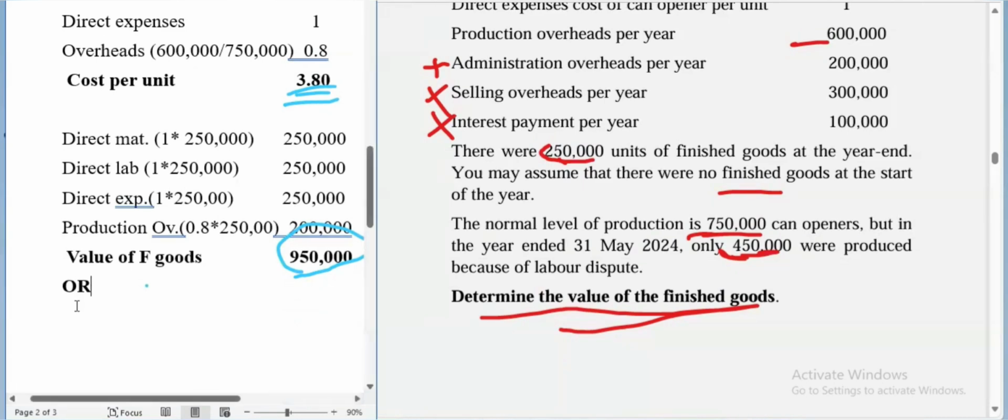We can bring the cost per unit. What's the cost per unit? We got 3 cedis 80 pesos. Then you multiply it by how many units in inventory? 250, right? And it should give you the same 950 thousand. Are you following? That's 3 cedis 80 pesos by 250, which should also give us 950,000, right? So this is also still the value of closing inventory.